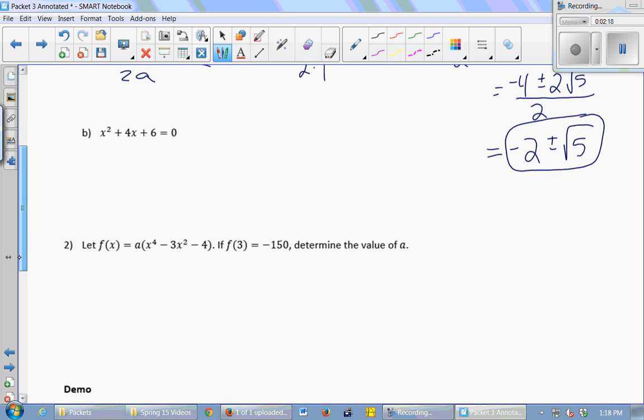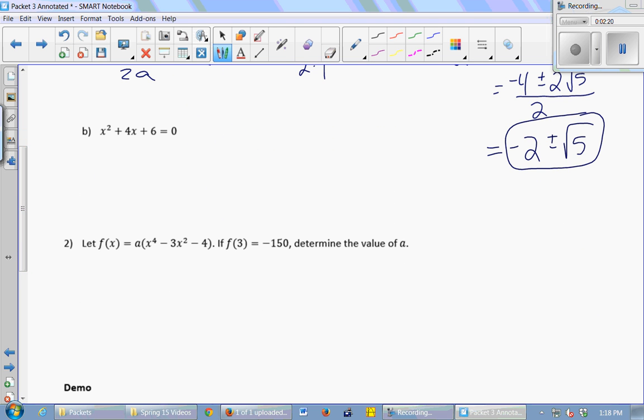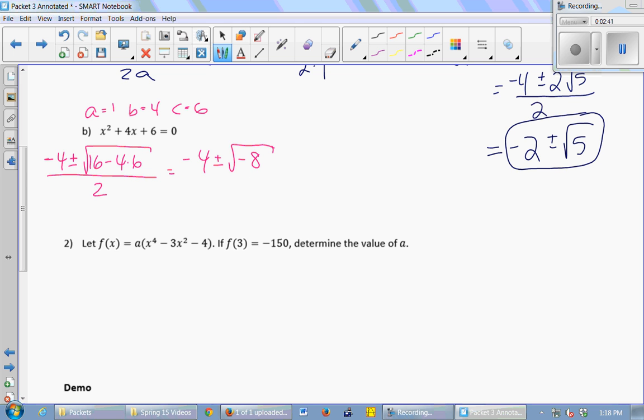Okay, we all remember the quadratic formula? Okay, so we're just going to do the same thing on this one, quadratic formula. In this case, a is 1, b is 4, and c is 6. So we have -4 plus or minus the square root of 16 minus 4 times 6 all over 2. So this is -4 plus or minus the square root of -8 all over 2.